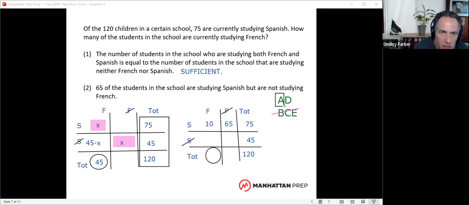Real common trap to think we need more, right? And so what we've got to watch for is, do I really represent everything they gave me? And a chart can be a way to keep on top of that. Okay.